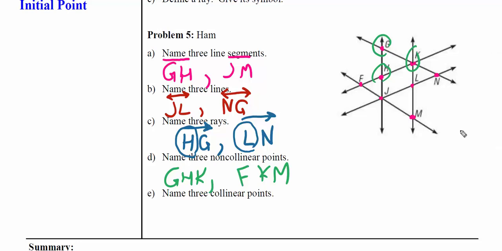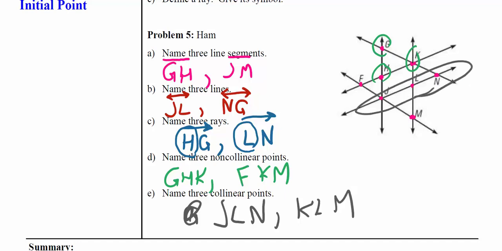So these are points that are in the same line. So G. Let's not do G. Let's do JLN and KLM, for example. Okay, JLN. That's this line right here. KLM looks like this one right here.